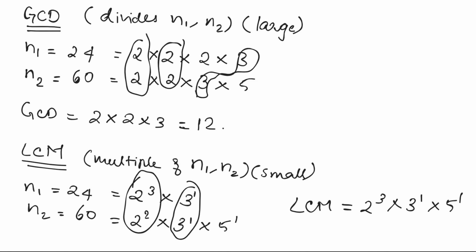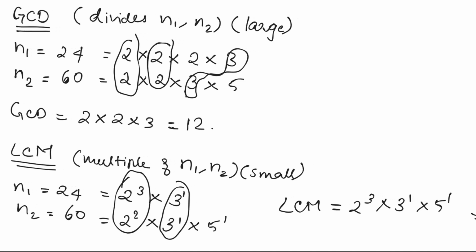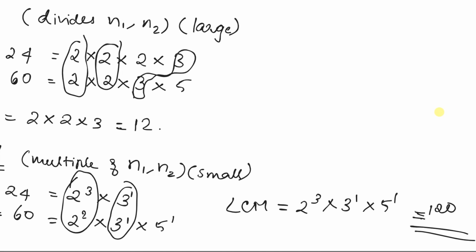But if it is common, we have to find the greatest value among them. If it is not common, or if it is not available in the other value's factors, just take that and multiply with this value. So here we get 8 into 3 into 5, that is 120. So here LCM is 120.